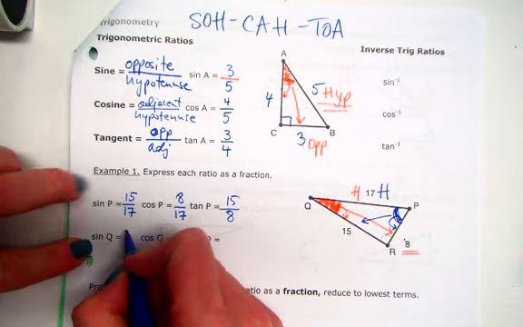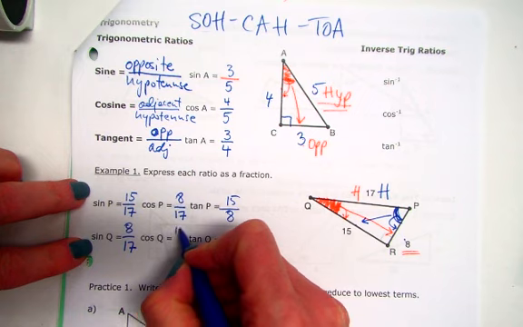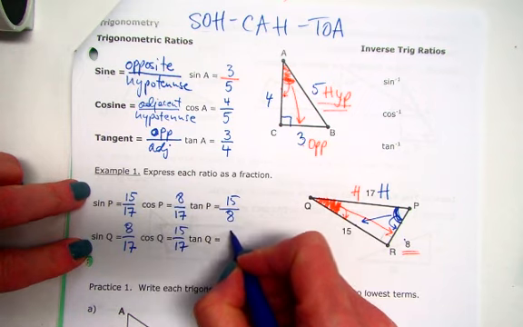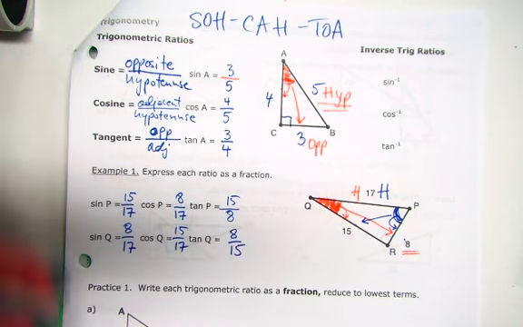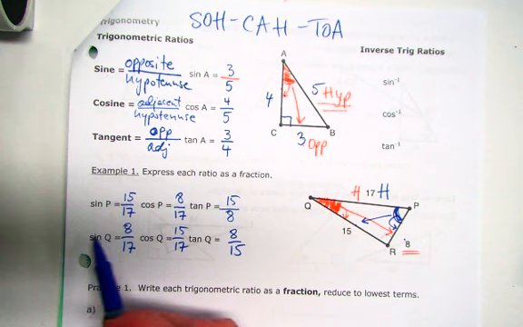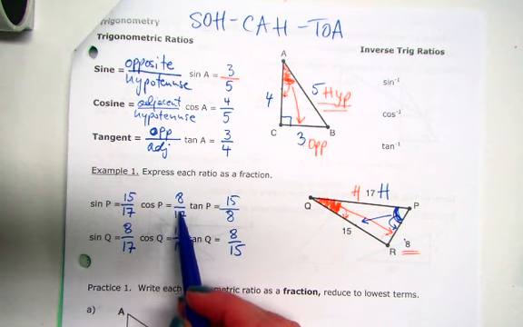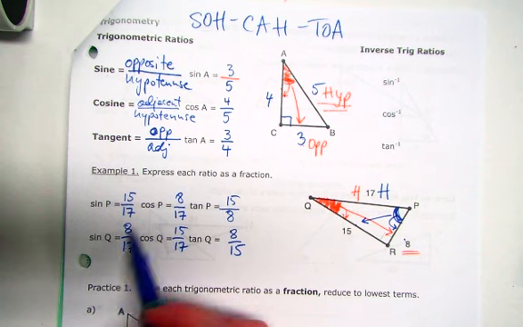That is correct. For this, you should have gotten 8 over 17. Here you get 15 over 17. 8 over 15. Do you notice anything? Some people notice patterns in my other class. Wait, have we done like 8 over 17 somewhere? Cosine of P is 8 over 17. Sine of Q. So what happens?